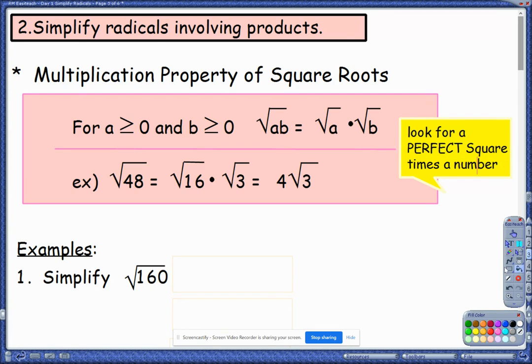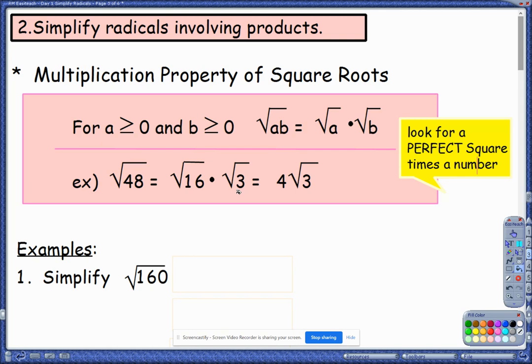Okay, so 48 is 16 times 3, so we're going to split it into 16 and 3, radical 16 times radical 3. And radical 16, of course, is 4 because the square root of 16 is 4, and then times radical 3. Now, when we are dealing with radicals, we are not going to look at the negative square root. We only want to deal with the positive square root. So let's try the first one.